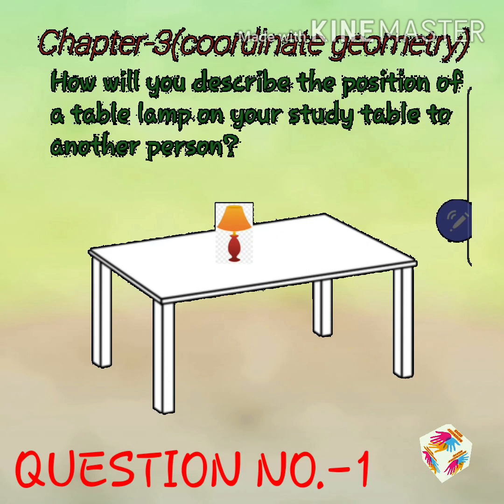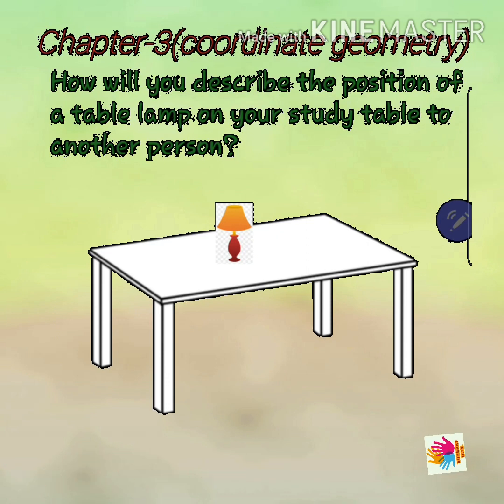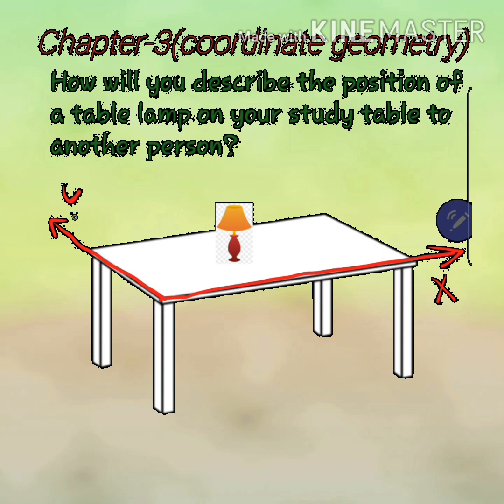In the first question you have: how will you describe the position of a table lamp on your study table to another person? Students, here you have a table whose top is a rectangle. So we will treat its length as the x-axis and its breadth, the shorter side, as the y-axis. First of all, we will mark the x-axis and y-axis, and their common point is the origin, which we mark as O.